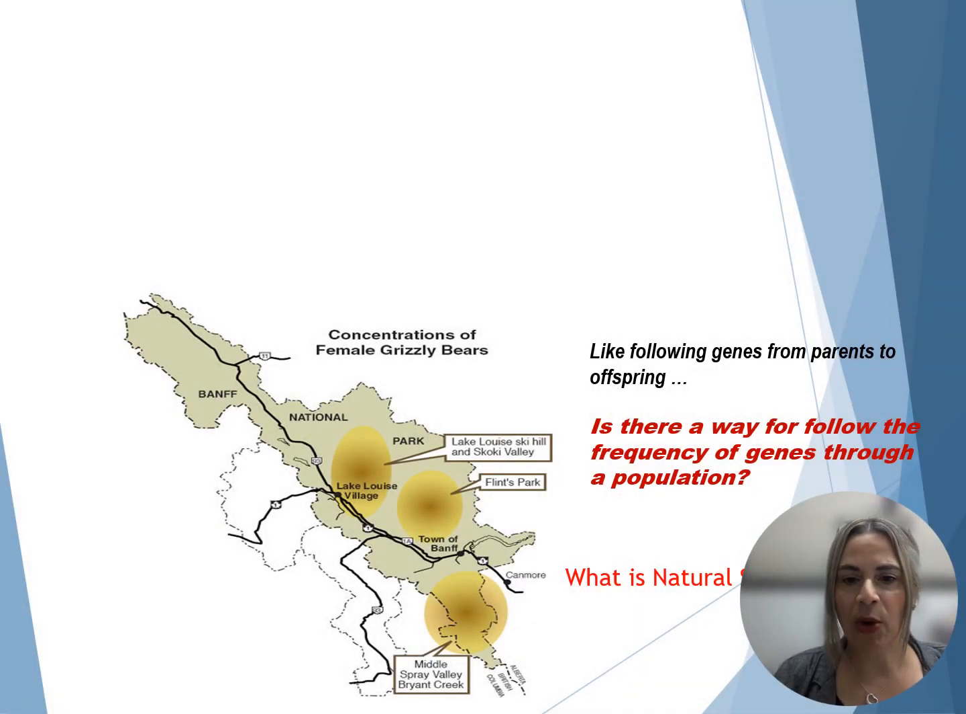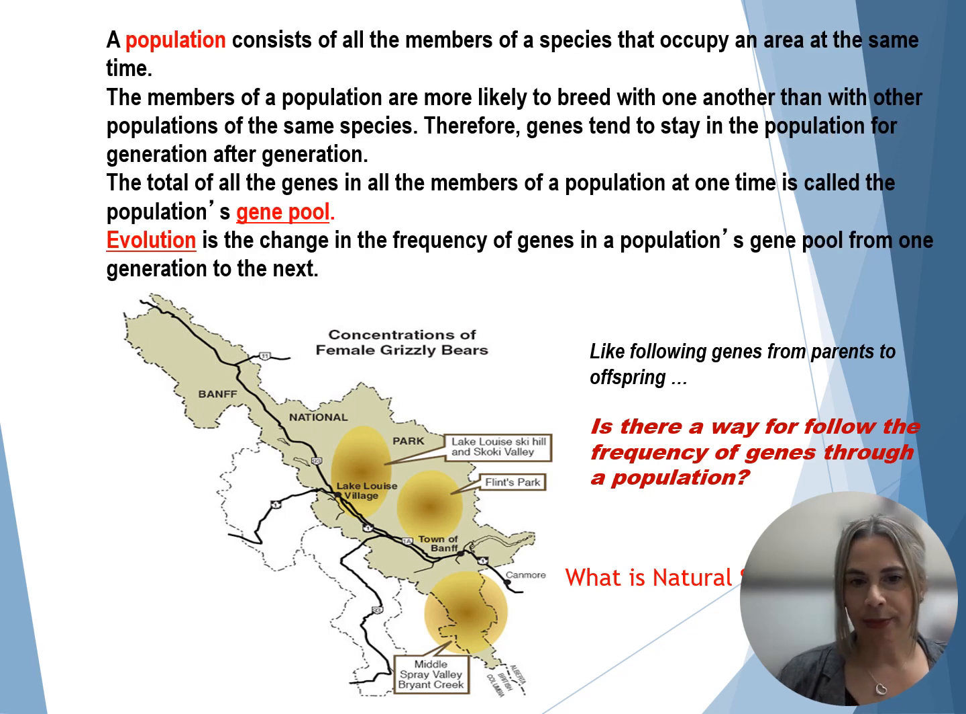So we're going to start to talk about evolutionary change today, and in doing so we have to just go back and revisit a few of our terms that we would have covered in Biology 20, and that includes things like population and natural selection. So let's just take a look at population here very briefly.